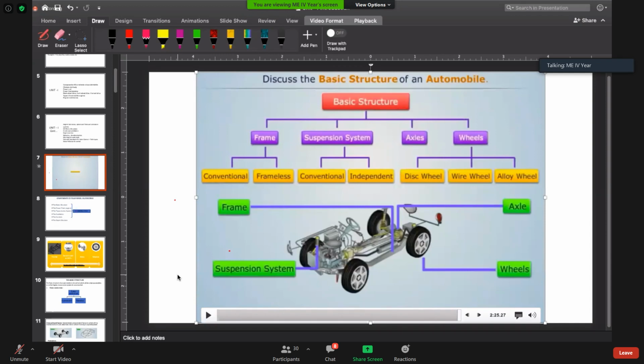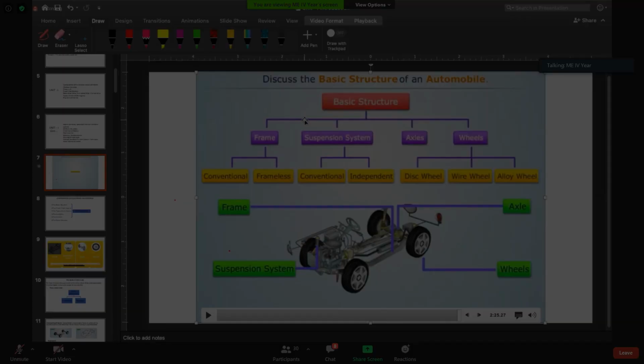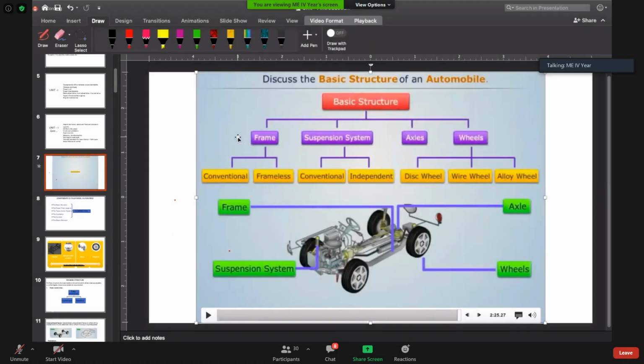Yes, this is what your video was about. Here you can see a tree-like structure where we have defined the basic structure of an automobile into 4 components, that is frame, suspension system, axles, and wheels. Now, I hope you all have seen this video very carefully.